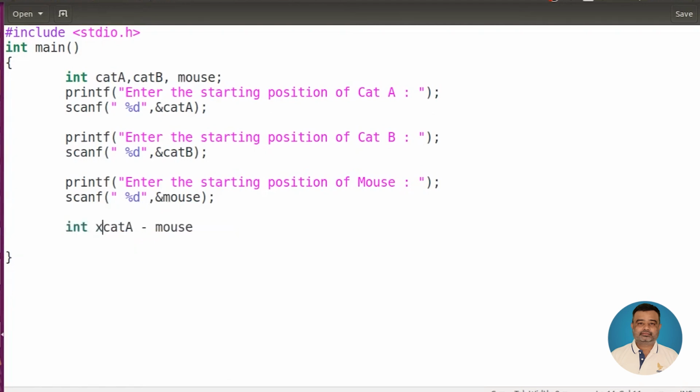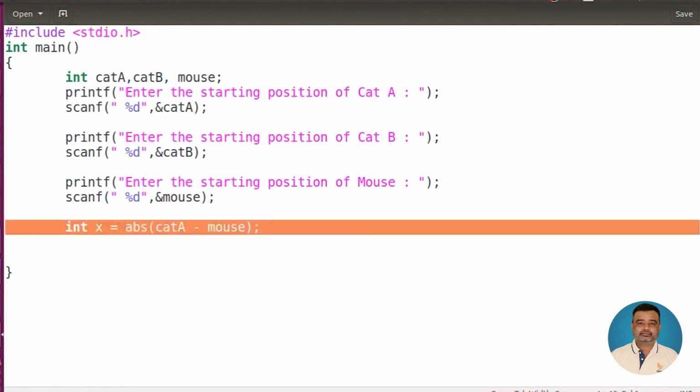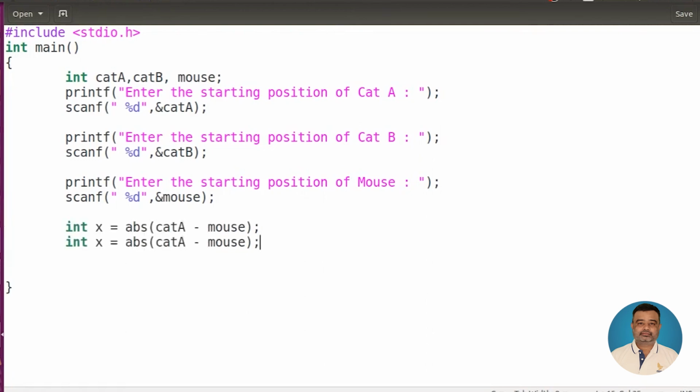So I'll capture this into a simple variable called x. I'll use the absolute value here because I'm not worried about the direction. The same way I'll use another variable, let us say y. So it will be cat B minus mouse. Now if x is less than y, meaning the distance between cat A and the mouse was lesser than the distance between cat B and the mouse, cat A was closer to the mouse, so cat A will be able to reach it. I need to print cat A.